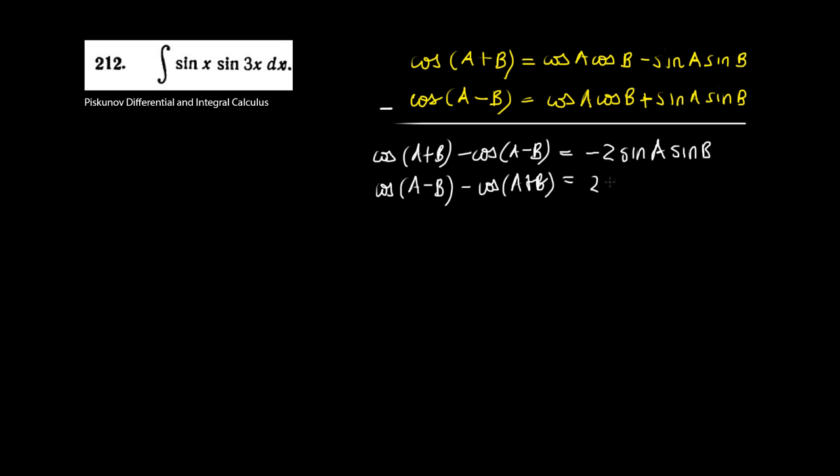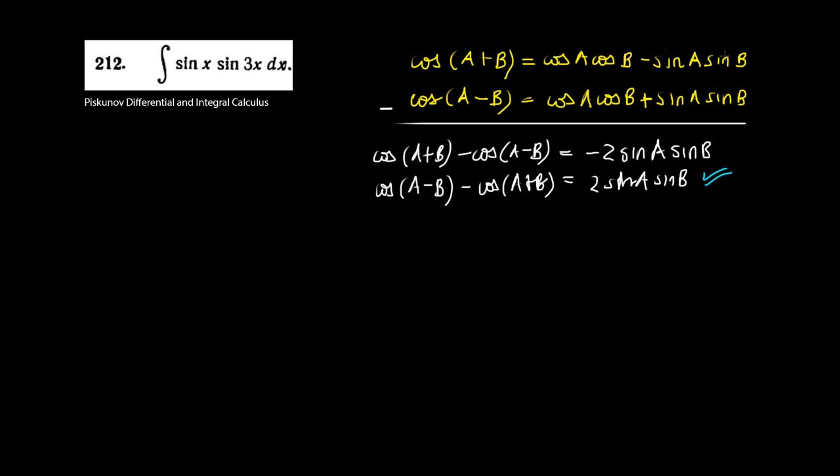is equal to 2 sine of a times the sine of b. So this is one more identity that you might have known, but I didn't assume that you knew it, so I just proved it now. Okay, so this is the identity that I'm going to use.